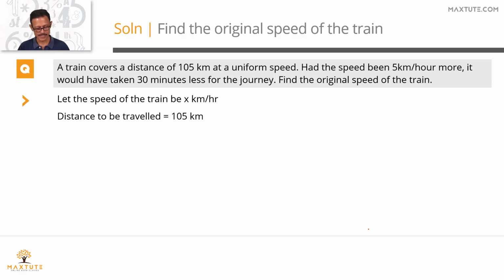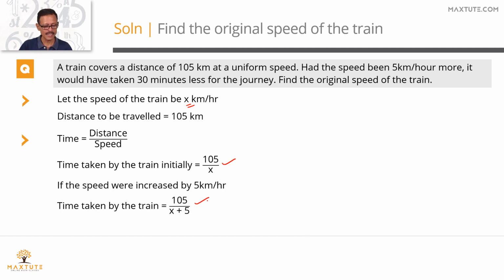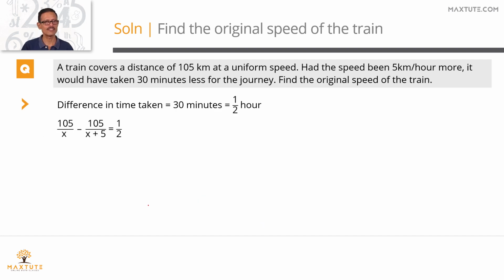Quickly frame the equation in a printed form. Taking the variable x as the usual speed of the train. Distance covered is 105. So time is distance by speed. Usually it takes 105 by x. When the speed increases by 5, the new speed is x plus 5, so the time taken is going to be 105 by x plus 5. This is half an hour lesser, 30 minutes lesser. So the difference between these two times taken is going to be equal to half. This is the starting point for our equation.